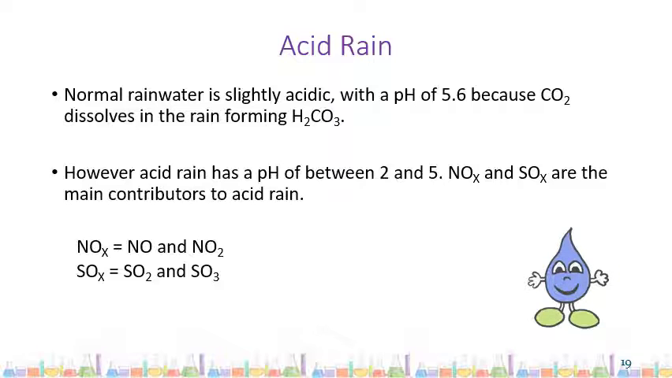What we need to worry about is acid rain, which has a pH of between 2 and 5. And the main contributors to that are nitrogen oxides, specifically nitrogen monoxide and nitrogen dioxide here, and sulfur oxides, which are sulfur dioxide and sulfur trioxide. So NOx just stands for nitrogen bonded to different numbers of oxygens, and the same for sulfur.